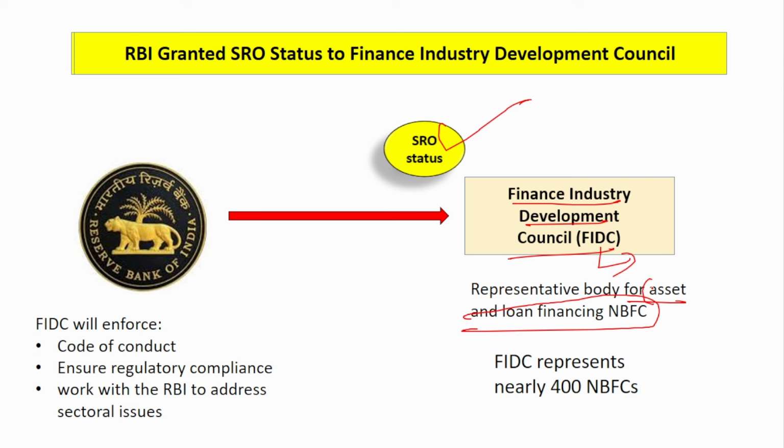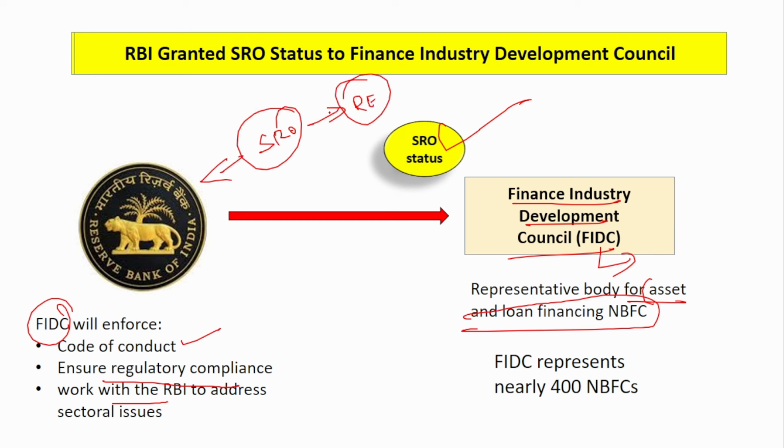The FIDC will enforce a code of conduct, ensure regulatory compliance, and work with RBI to address sectoral issues. So what is basically an SRO? An SRO acts as a bridge between the regulatory body and the regulated entities. There are n number of regulated entities, right? So it will be very difficult for the Reserve Bank of India to go and check whether each and every regulated entity is following the rules or not, whether they are implementing it in a proper way or not.